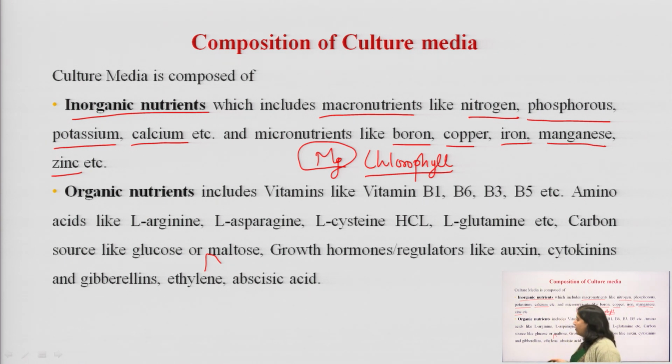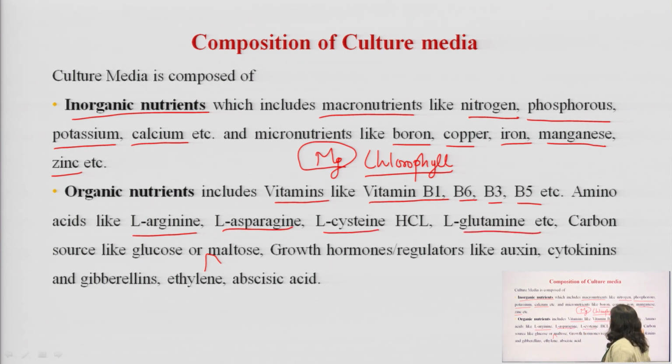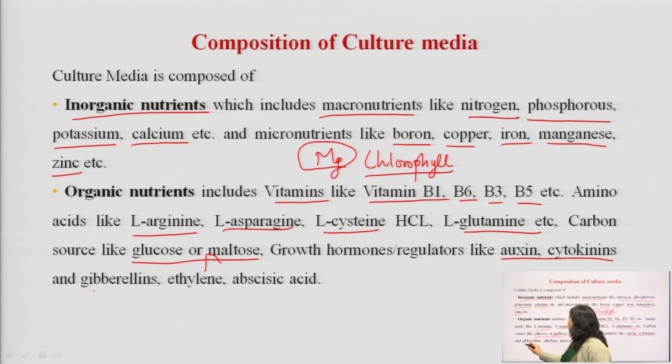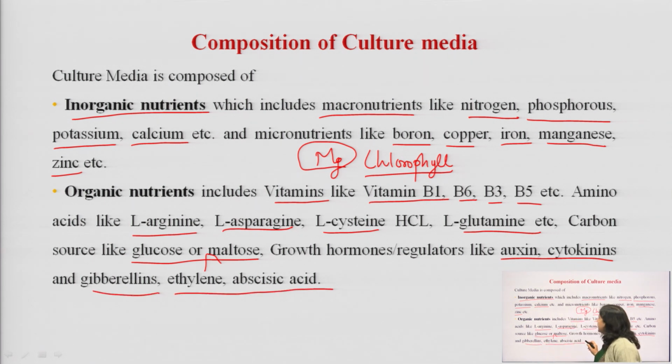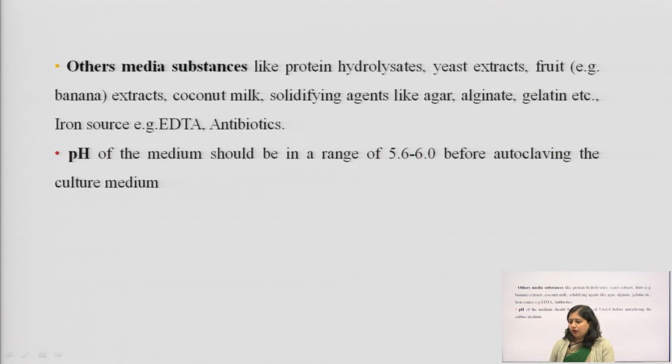Then we have certain organic nutrients like vitamins, like vitamin B1, B6, B3, B5. Then amino acids like L-arginine, asparagine, cysteine hydrochloride, glutamine. Carbon sources like glucose or maltose. Growth hormones like auxins, cytokinins, gibberellins, ethylene and abscisic acid. So, these are required as a main part of the composition of the culture medium. So, we have inorganic molecules and then we have the organic molecules.